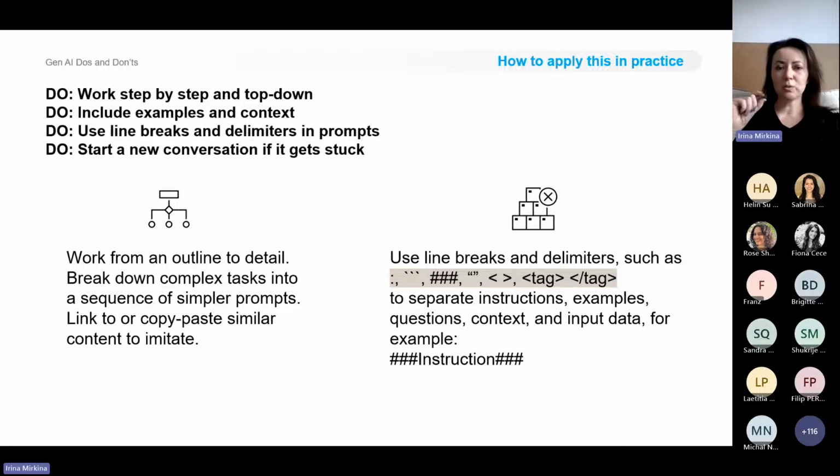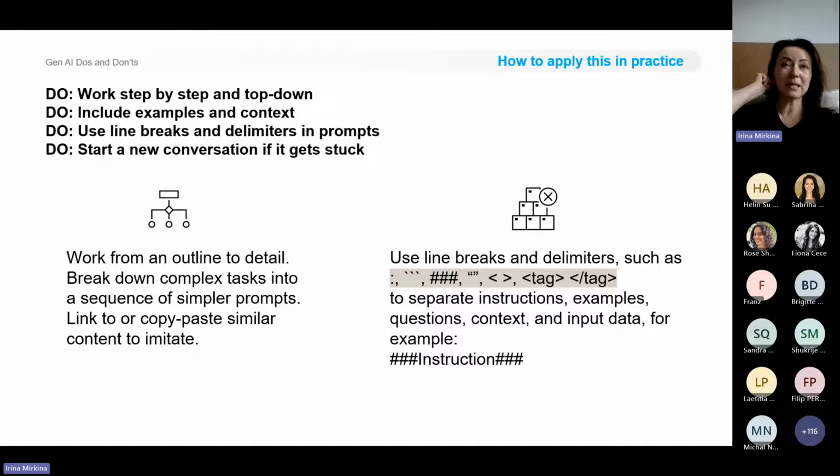You might want to use delimiters, such as quotes, tags, and other delimiters to separate what is an instruction, what is an example and what is the expected format, for example, or the context for your question.